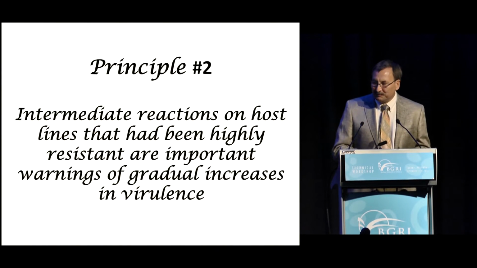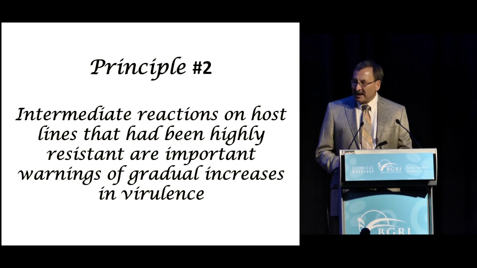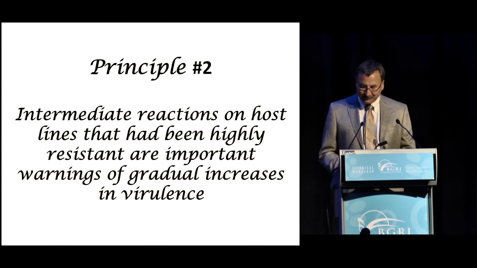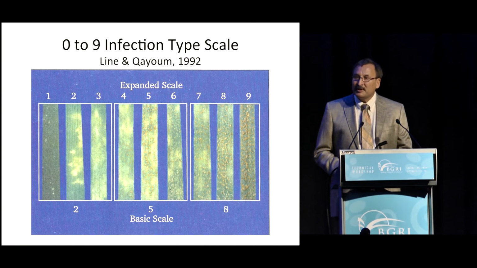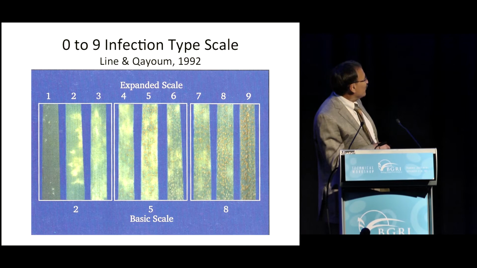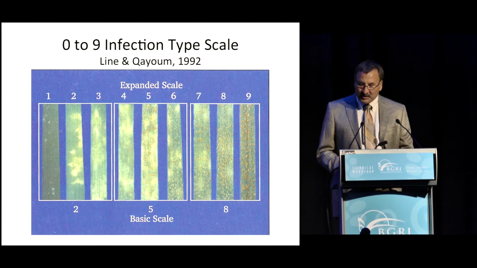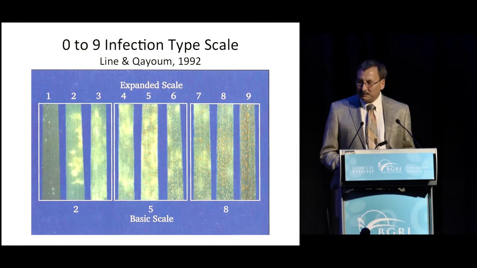Principle number 2. Intermediate reactions on host lines that had been highly resistant are important warnings of gradual increases in virulence. So if you can imagine a 0 category with no symptoms, this slide would represent the 0 to 9 infection type scale that was developed by Line and Guillaume in 1992.